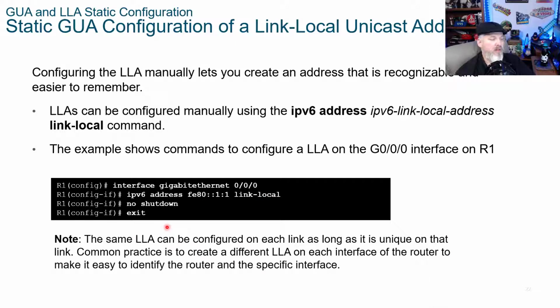The same LLA can be configured on each link as long as it's unique on that link. Common practice is to create a different LLA on each interface of the router to make it easy to identify the router and specific interface. In other words, you're going to say this one would be FE80::1, FE80::2, FE80::3, and so forth.